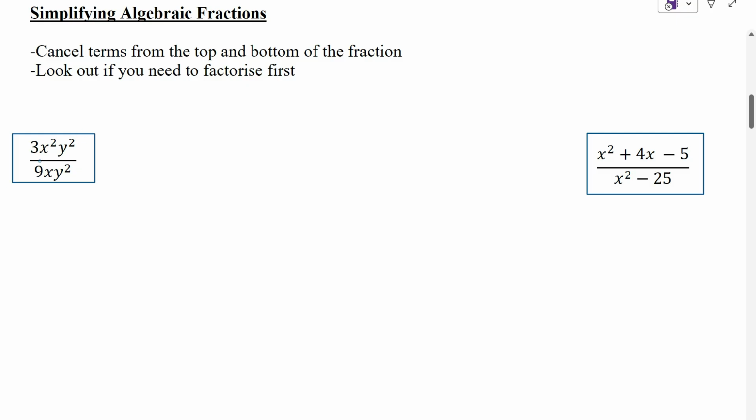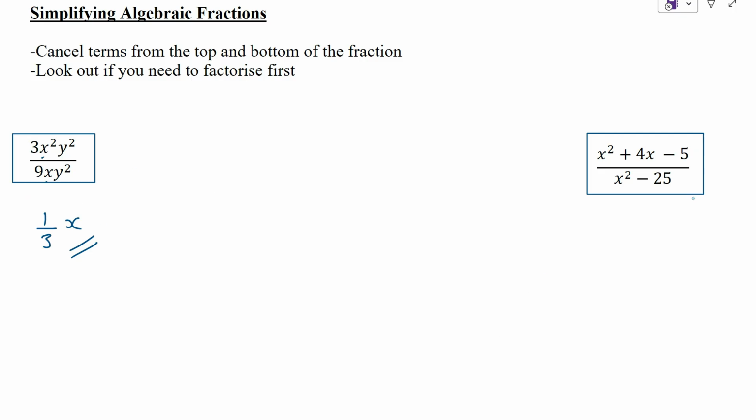So starting off with this fraction here, nice and simple, let's break down each term one by one. So 3/9 will give us 1/3 simplified. X to the power of 2 divided by x to the power of 1 using the laws of indices. We're dividing with the same base, so we subtract the powers. That will give us x to the power of 1, or x on its own. Y to the power of 2 over y to the power of 2 just cancels out, so this is our final answer.